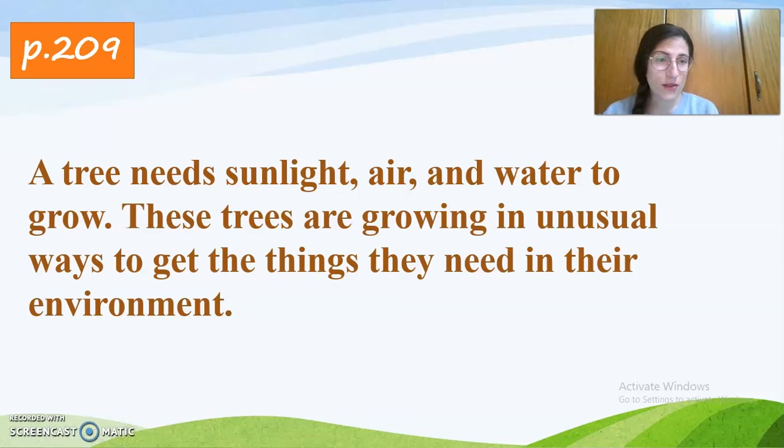So they told us that the trees need sunlight, air, and water to grow. Now, these trees that we saw in the previous picture are growing in unusual ways. Why? To get the things that they need in their environment. Otherwise, they will die. So, if the first tree doesn't grow towards the sea, it won't get the sunlight it needs to live and grow, and then it will die. Okay? So, let me read it one more time. A tree needs sunlight, air, and water to grow. These trees are growing in unusual ways to get the things they need in their environment.